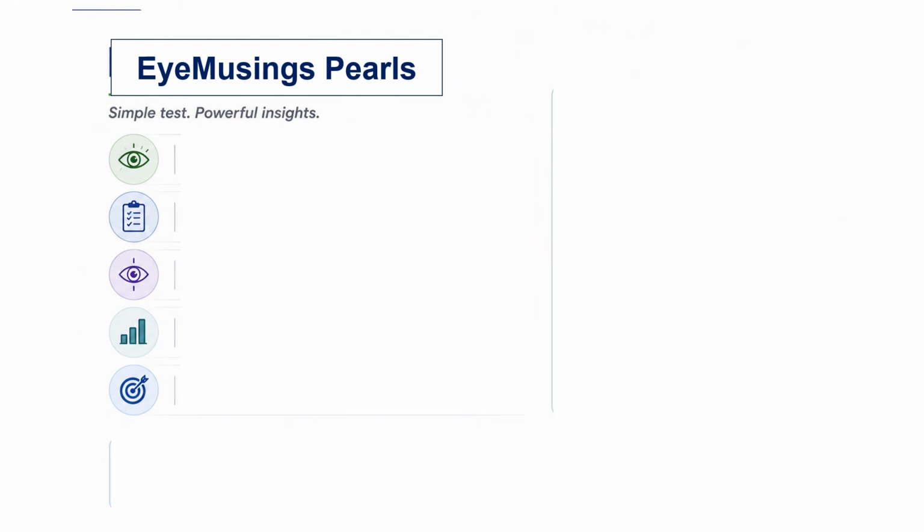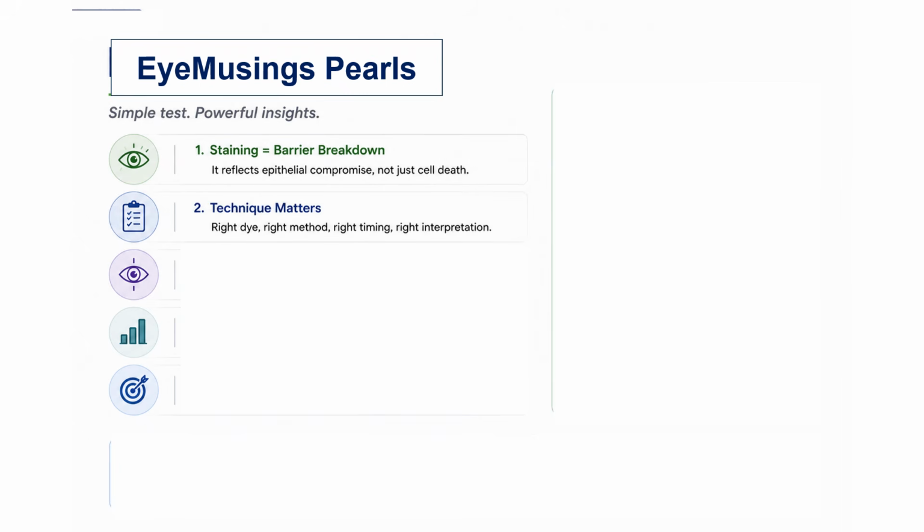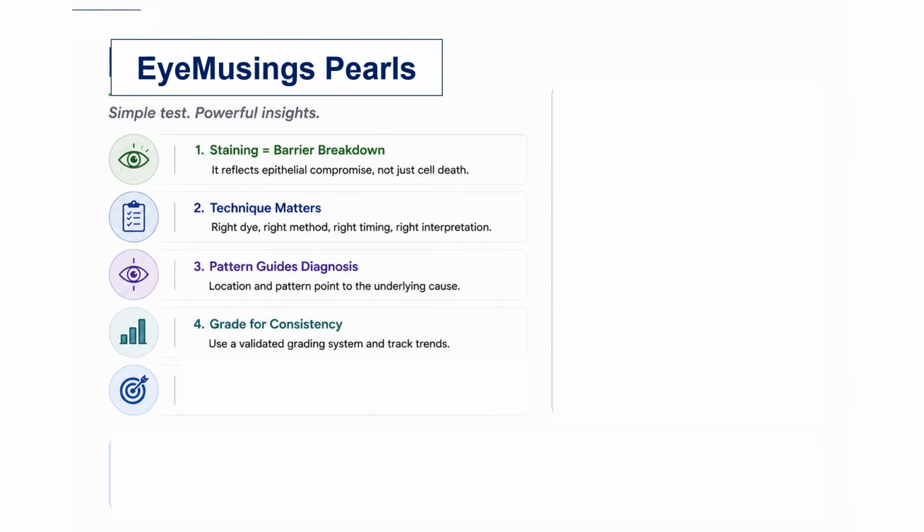So let's go ahead with the iMusics pulse. Staining is mostly because of barrier breakdown, and it reflects epithelial compromise and not just cell death. Technique of staining matters: the right time, right dye, right method, and right interpretation are important. Pattern guides you to the diagnosis. Location and pattern point to the underlying disease.